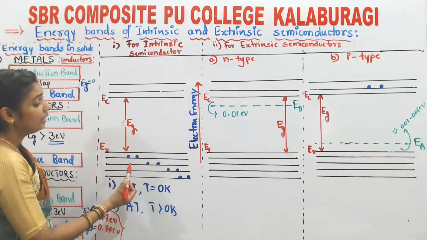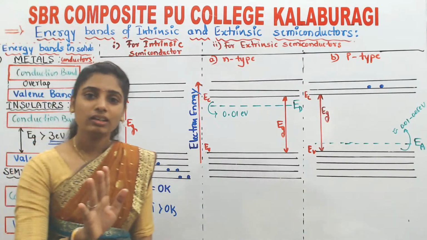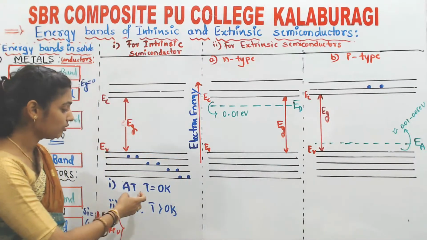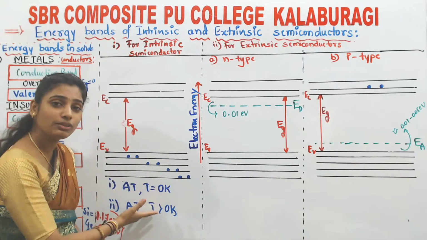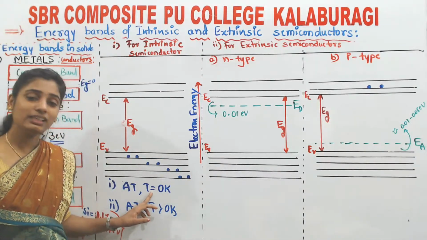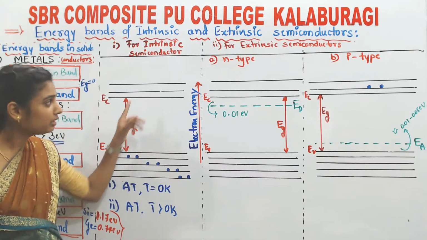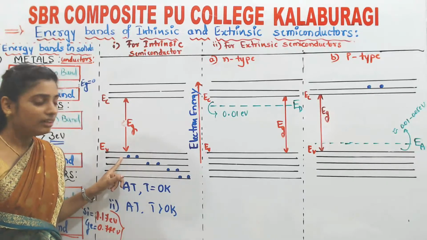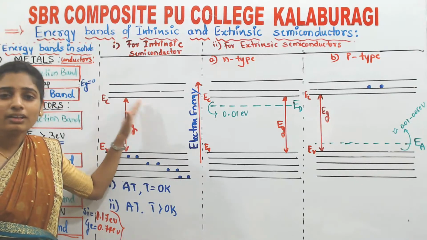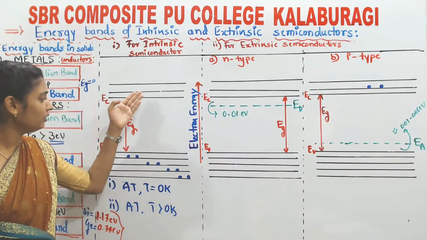Here, if I consider the case at T equals 0 Kelvin, when the intrinsic semiconductor is at temperature, sorry, it is not possible to go lower, it equals 0 Kelvin, it is the lowest temperature. So at T equals 0 Kelvin, what happens? All the electrons in the intrinsic semiconductor will be lying in the valence band itself, and they are not going to jump to the conduction band. Why? Because they will not have enough thermal energy for jumping into the conduction band.